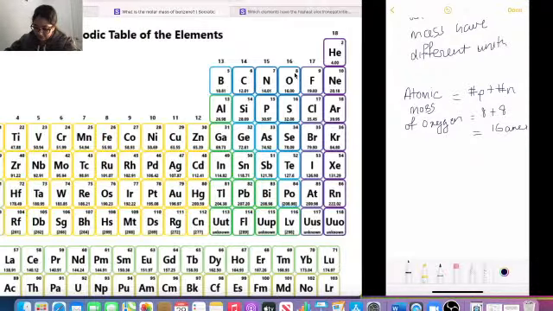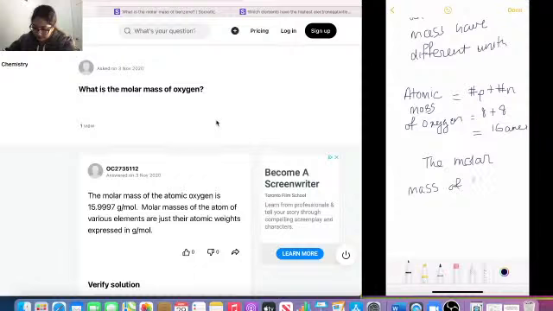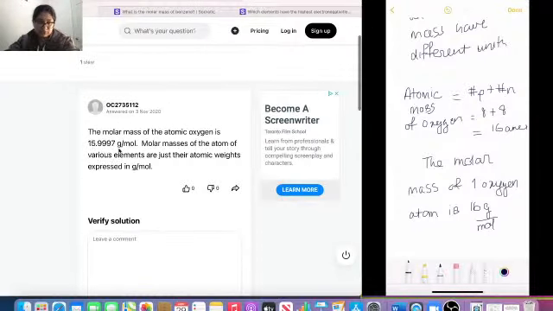So we can therefore say the molar mass of one oxygen atom, right? We're talking about one atom, is 16 grams per mole. So the units for molar mass is grams per mole. Okay. And yeah, 15.9997 is basically the same thing as 16. So we just rounded it, and the solution is correct.